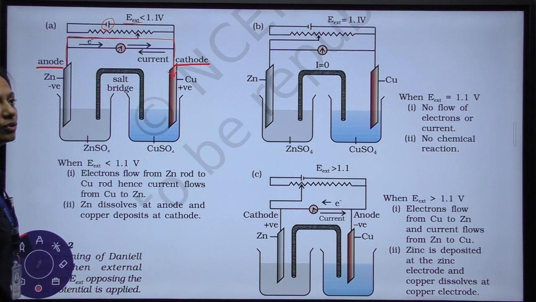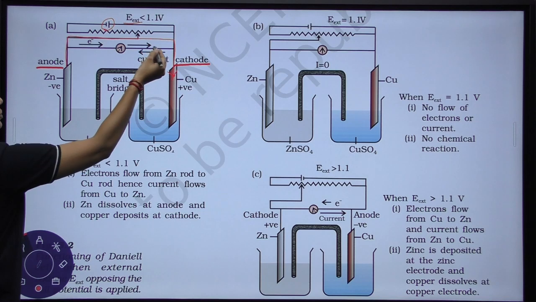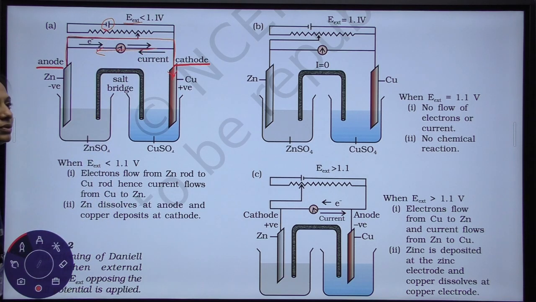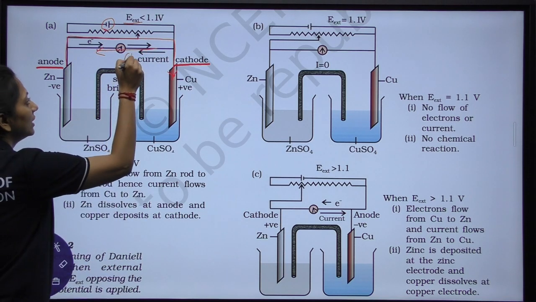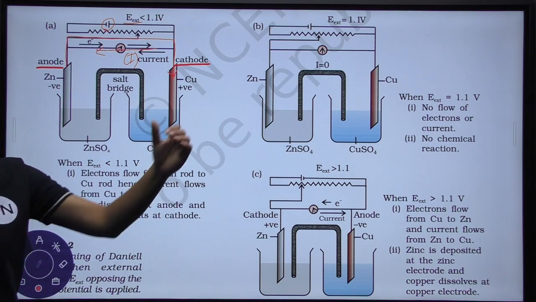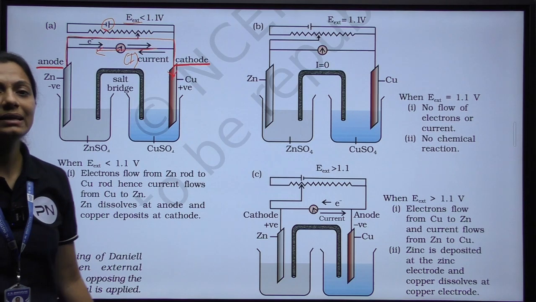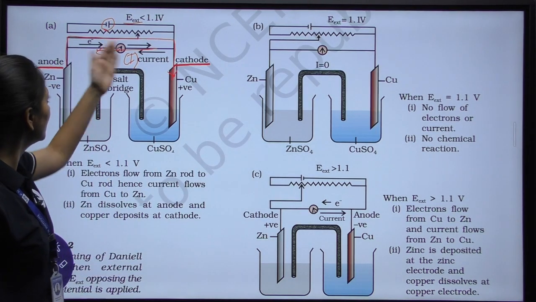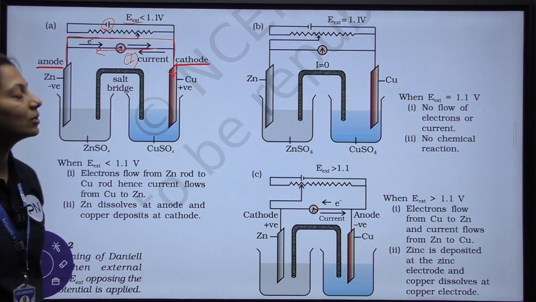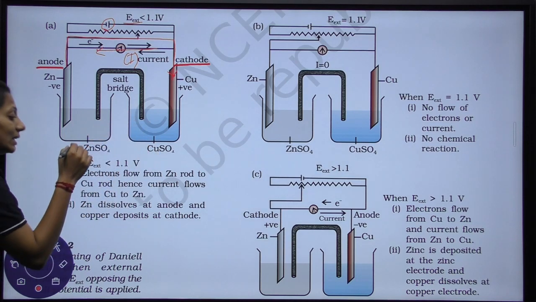The electron will move on this side, and the current will show you the movement in the direction opposite to the movement of your electron. So current shows the movement in the opposite direction of the electron. Okay, so what will happen in this condition?